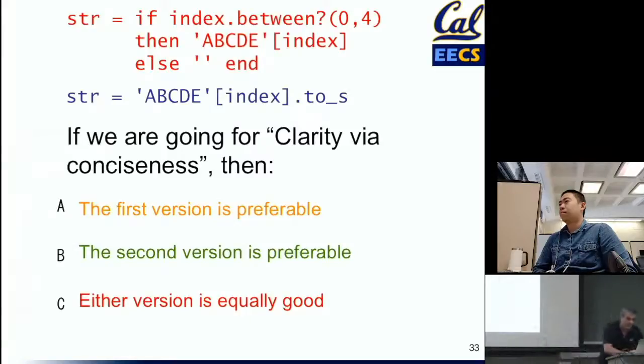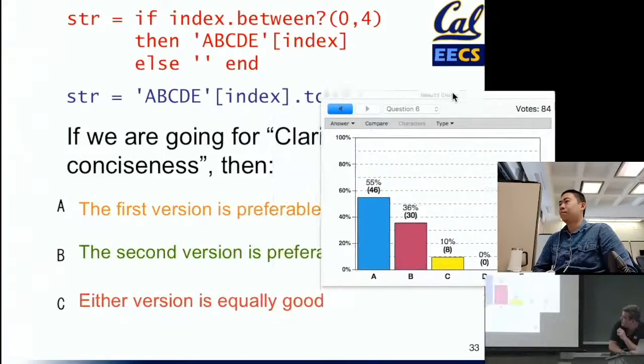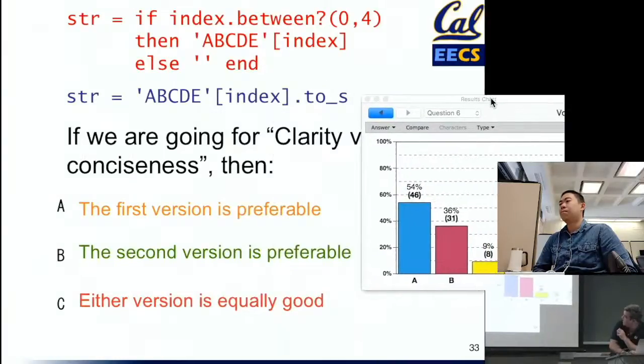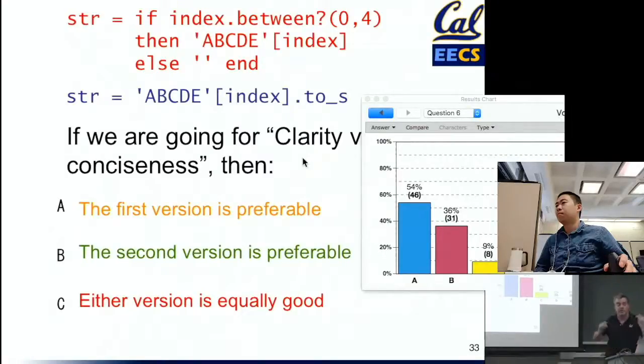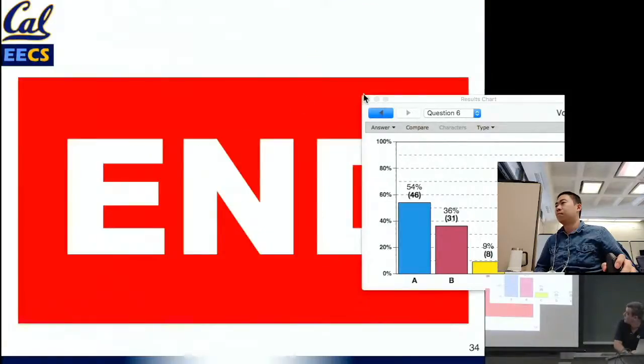OK, so let's see what the voting says so far. Here's the votes. So far, slightly more people think that the first version is preferable, but it's not definitive. I should stop the votes, right? OK, now turn to someone different from whoever you talked to before. Talk to them about your answer for about 30 seconds, and then we'll see if that changes any of the results. And then we'll discuss it as a group.